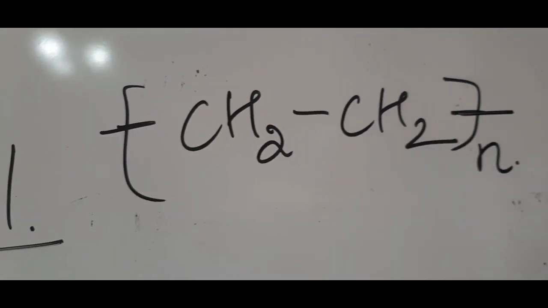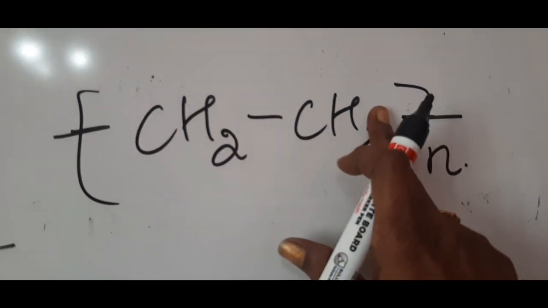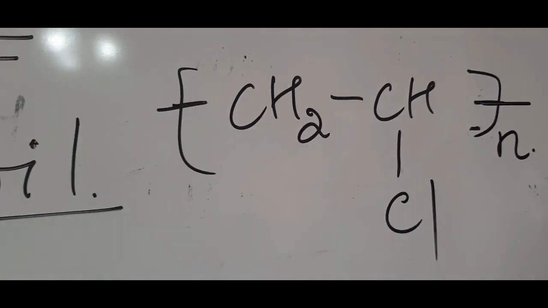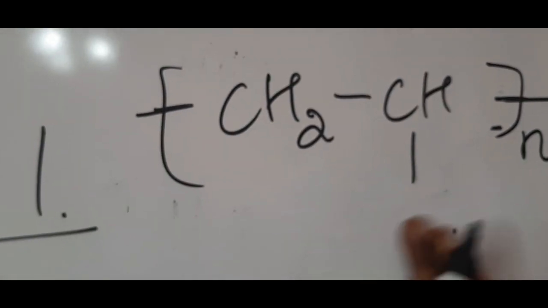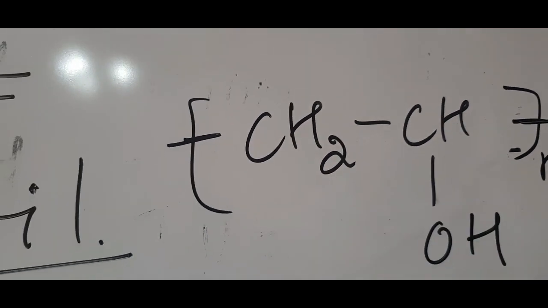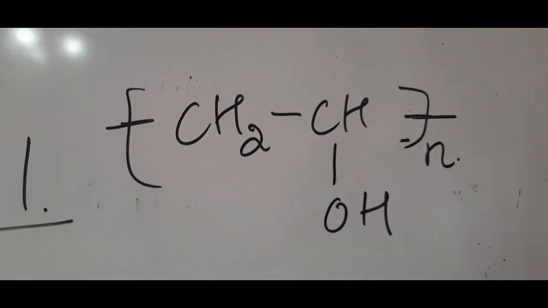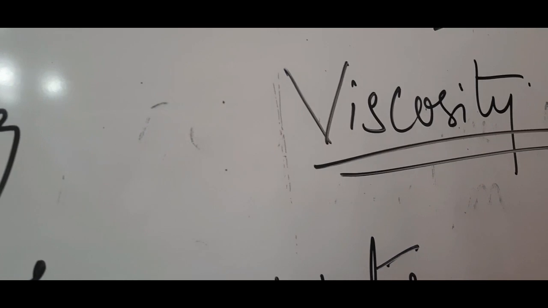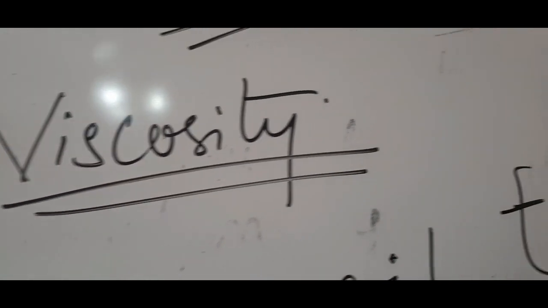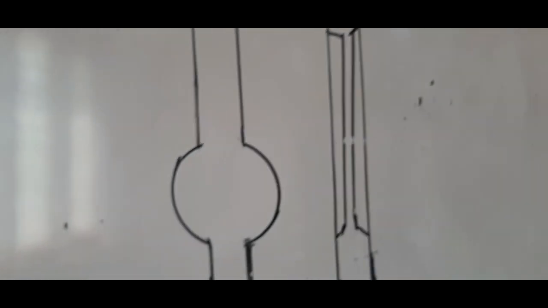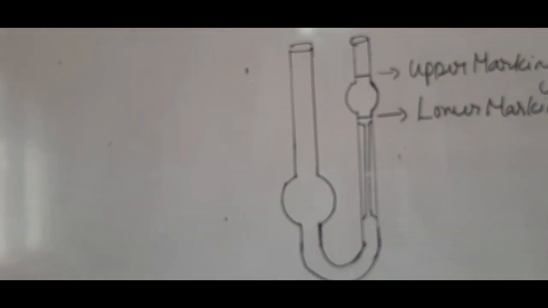Likewise, if you take vinyl chloride, you get polyvinyl chloride. If you take vinyl alcohol, then you get polyvinyl alcohol. So this will be the structure for the polyvinyl alcohol. We are going to determine the viscosity of the given polymer, that is polyvinyl alcohol, using Oswald viscometer.